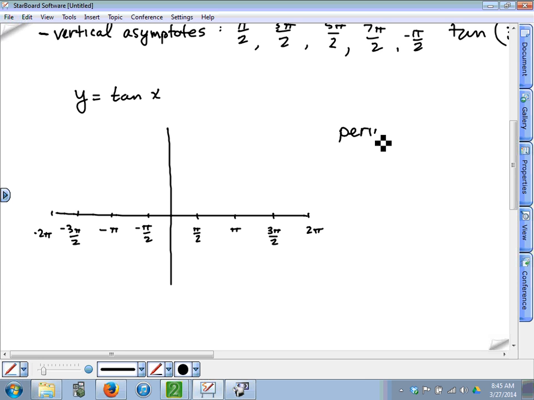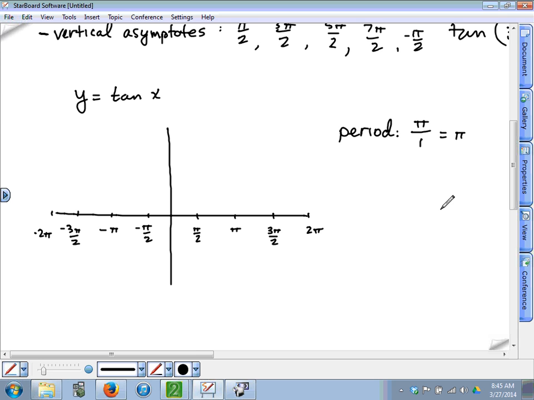What's the period? It's pi divided by the absolute value of b, where b is the coefficient of your variable. So it's pi divided by 1, which is pi. So that means the horizontal distance to complete one cycle is pi units.